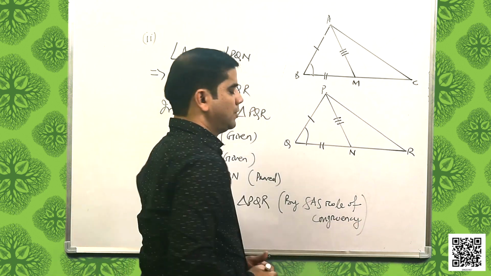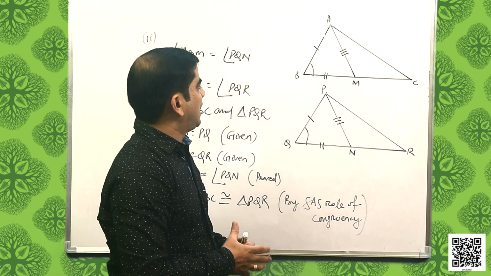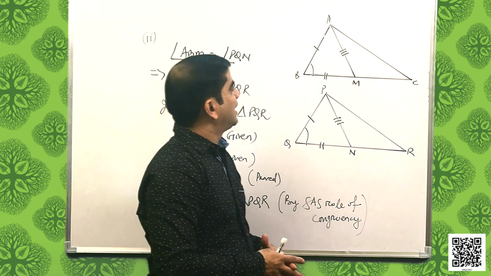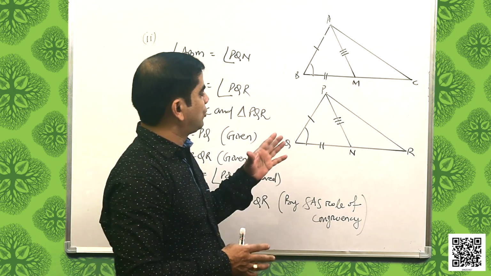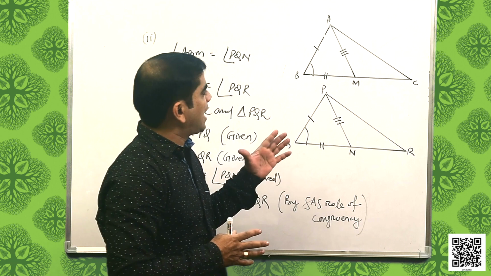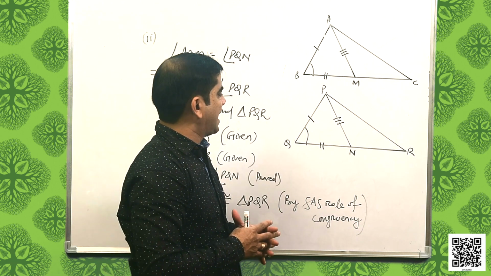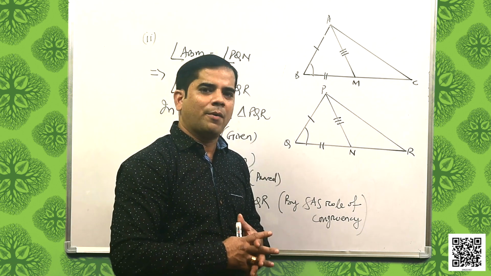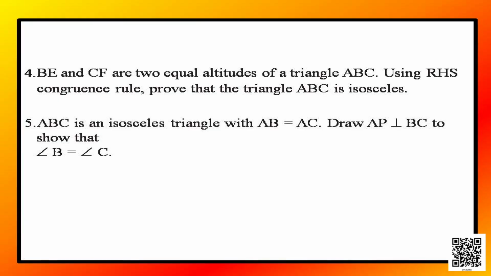congruency. So students, in this way we have proved that triangle ABM is congruent to triangle PQN and triangle ABC is congruent to triangle PQR. Hope you have understood this. Students, let us now discuss question number 5.